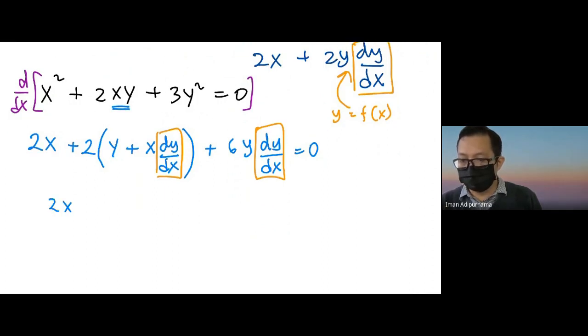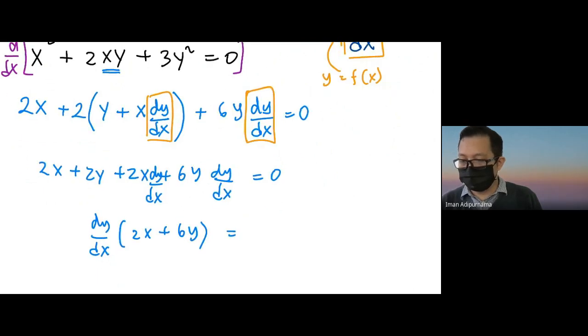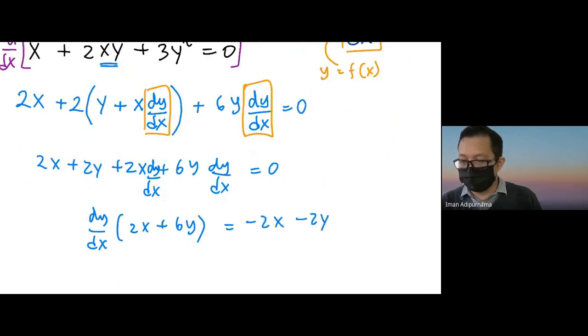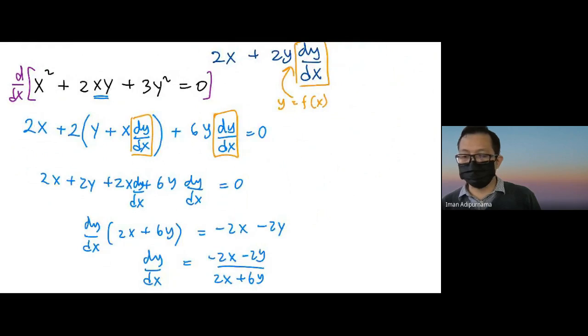Then you need to solve the equation. 2x plus 2y plus (2x plus 6y) dy/dx equals 0. So dy/dx is negative (2x plus 2y) over (2x plus 6y). Then you can solve this. At least we have this expression.